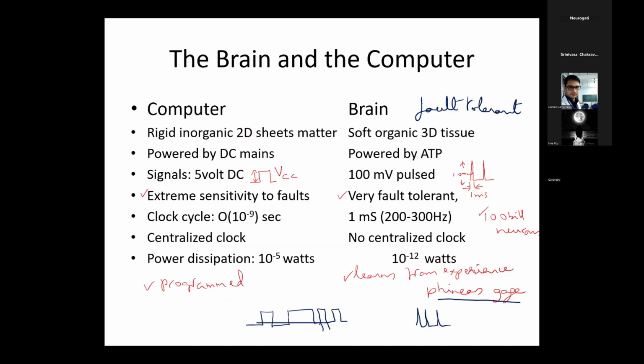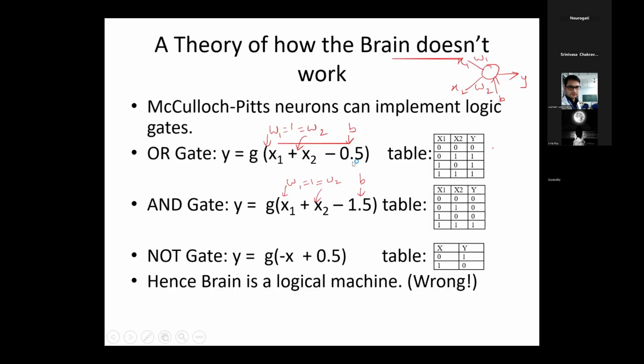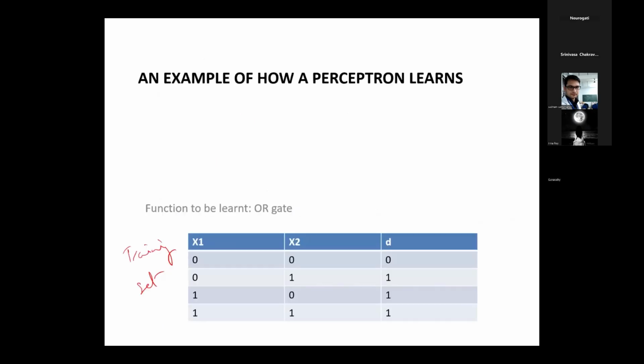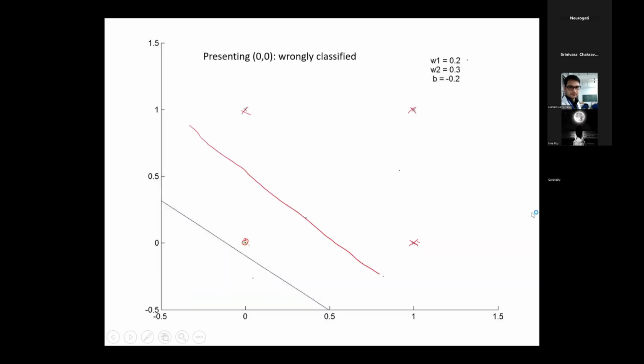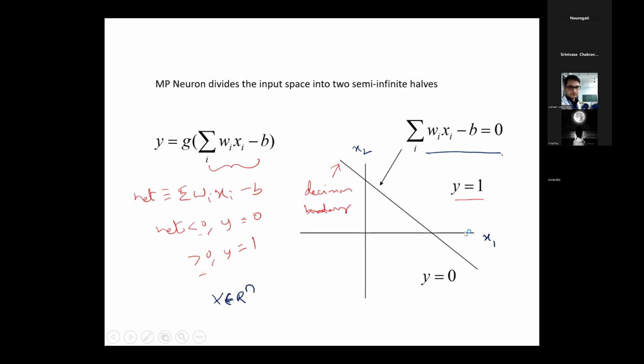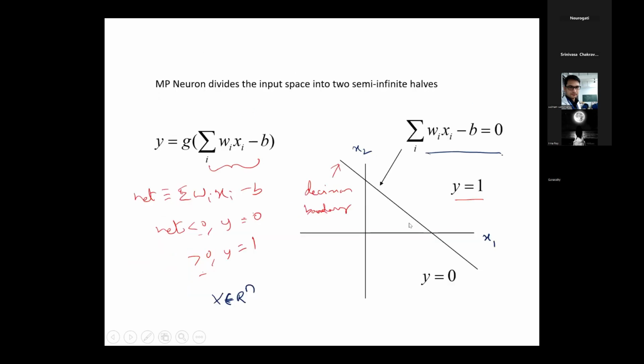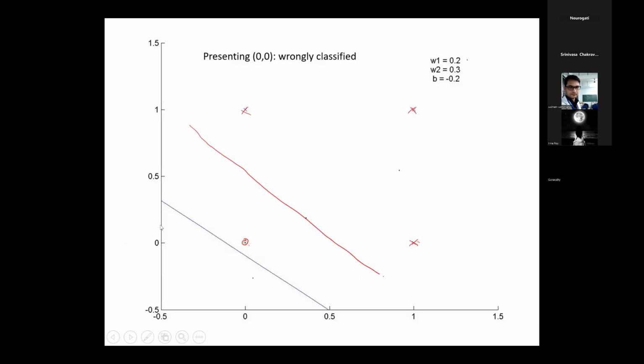Earlier for the OR gate, we just set the weights by hand like this: W1 should be 1, W2 should be 1, bias is 0.5. But if I don't know those parameters, and I have to get them by training, how do I do that? Take the same truth table. I randomly take some initial weights: W1 is 0.2, W2 is 0.3, B is minus 0.2. If you write the decision boundary using these parameters, it looks something like this.